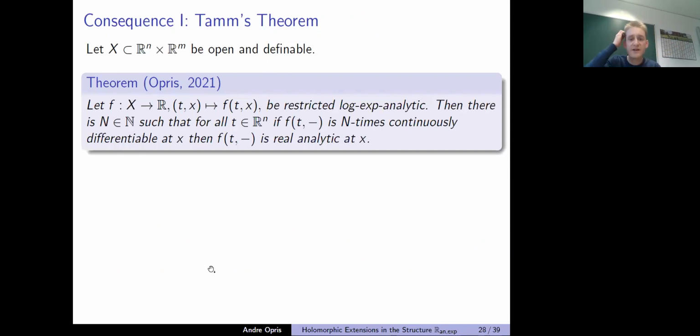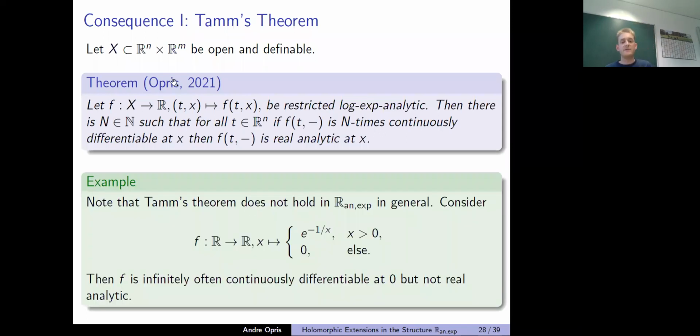So we have a restricted log-exp analytic function, and then we find a natural number n such that for every t in R^n, this function here, where t is fixed and x varies, if it is n times continuously differentiable at x, then this function is real analytic at x. So this means that there is no gap between being C^n and being real analytic. This is as in the globally subanalytic case. And of course, this n here also depends on the restricted log-exp analytic function.